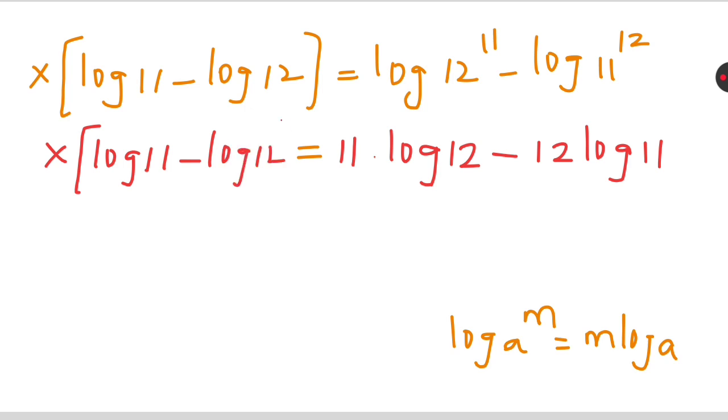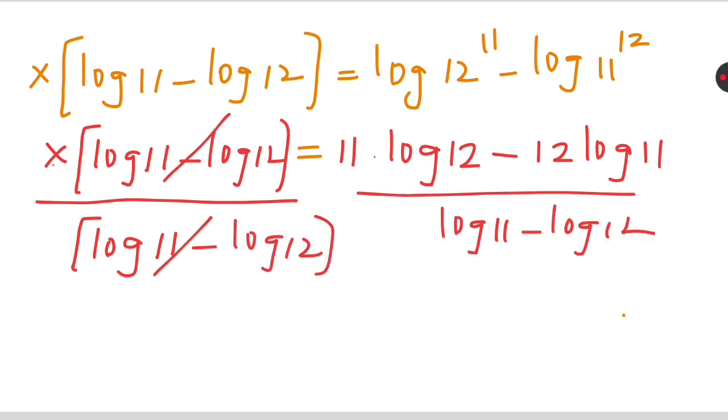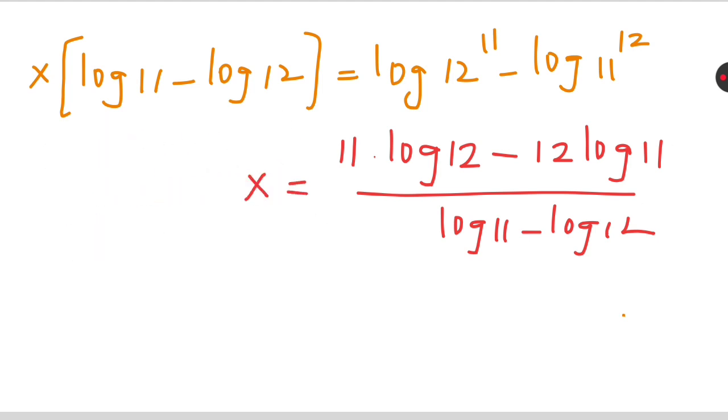So now what we have to do? To find the x, we need to get rid of this term, isn't it? That's why we have to divide both sides by the same term, which is log 11 minus log 12. If we cancel these two terms, we are left with only x here. This is our x value, but we need to simplify a little bit more.